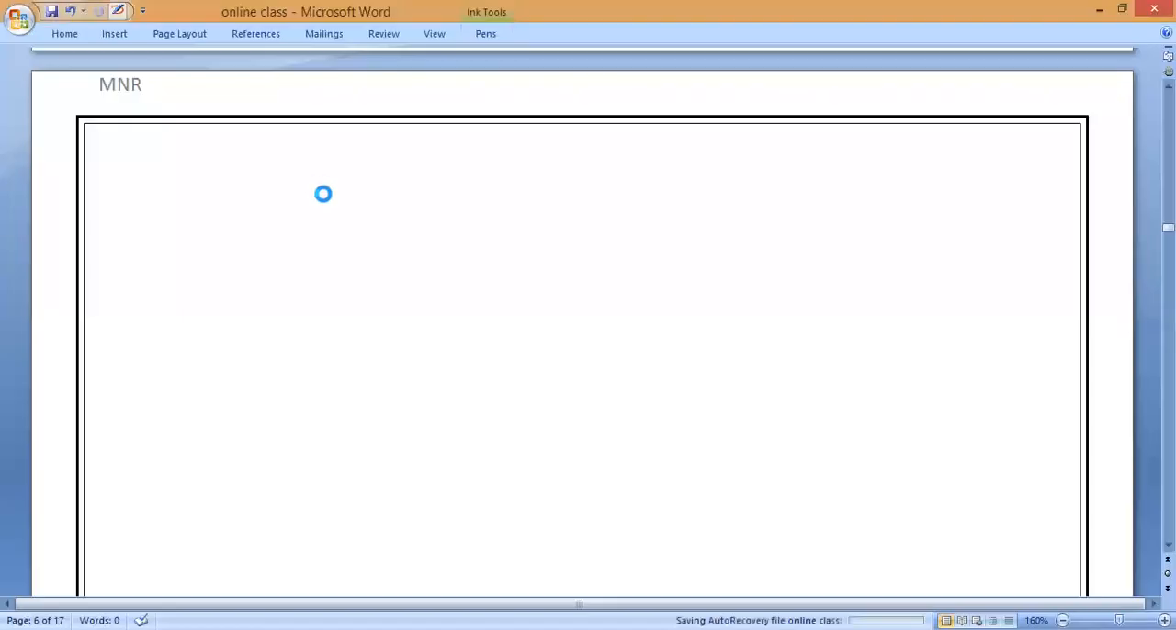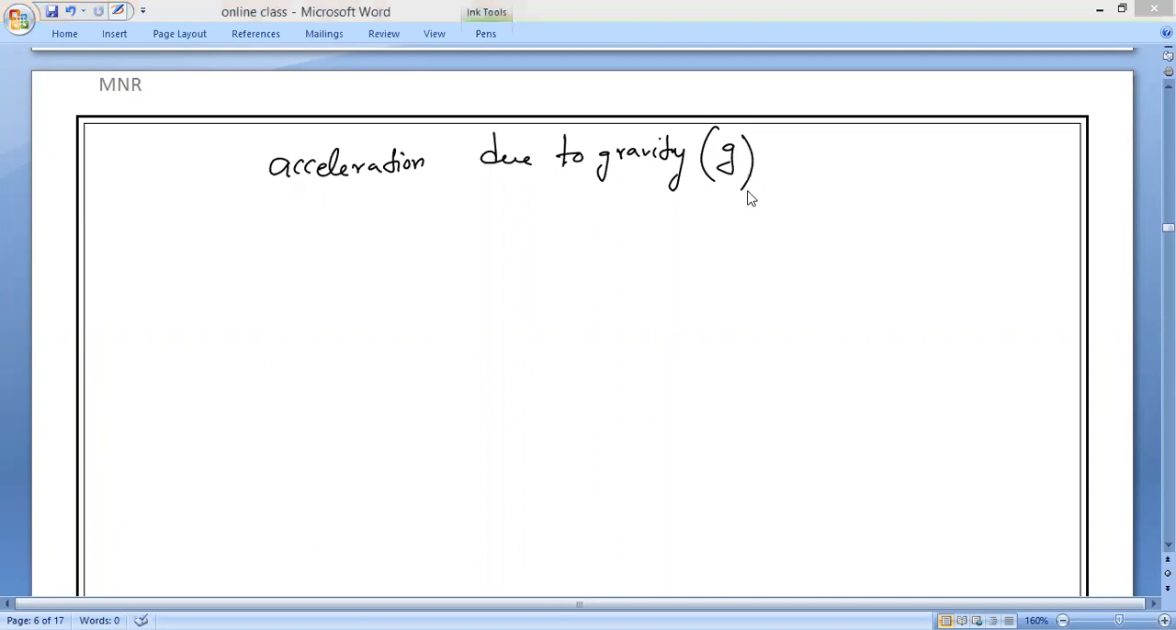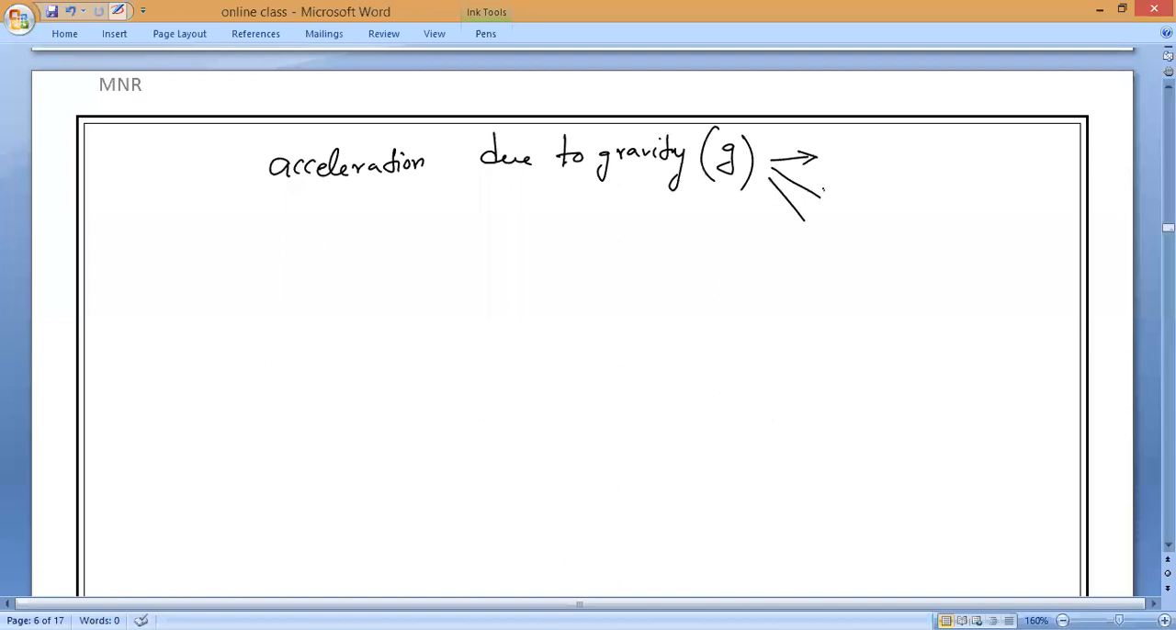We already studied what is acceleration due to gravity and the factors affecting it. Acceleration due to gravity is represented by a letter. What is the symbol? Harish: G. Yes, small g. We have three factors affecting it. Can anybody tell me what the three factors are?